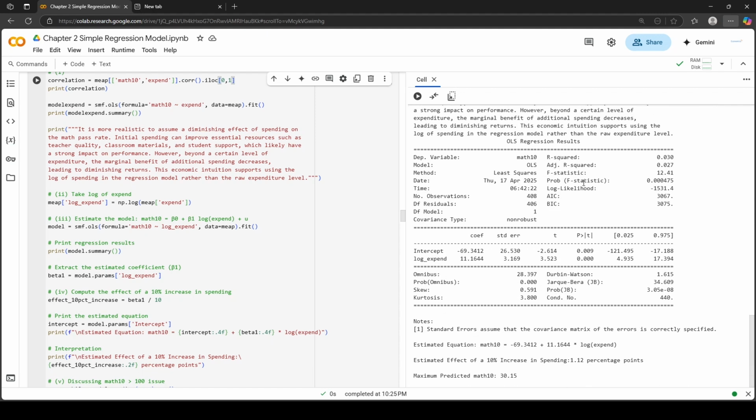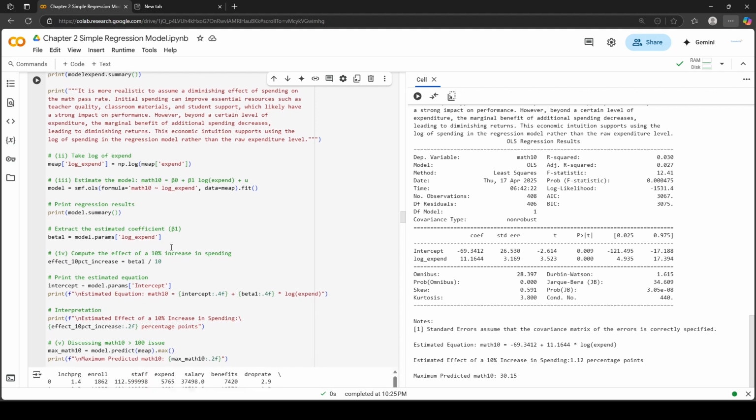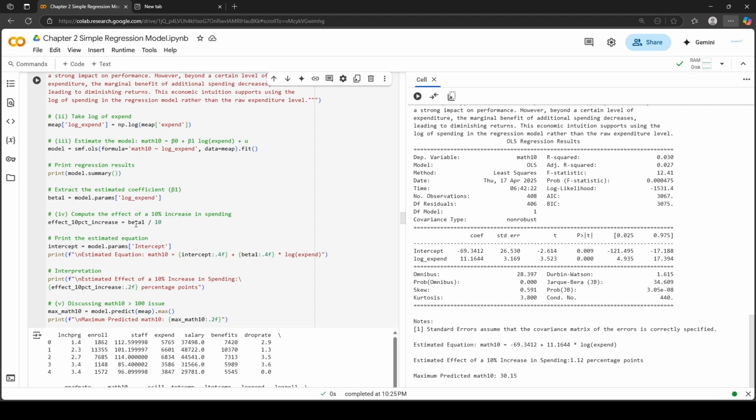So on the right hand side, you can see the summary of the regression result. The intercept in this model is minus 69.34, and the coefficient on log expend is 11.16. Extract the estimated coefficient, that is beta 1, by typing beta1 equals model.params in the square bracket log_expend. Now we have to compute the effect of a 10% increase in spending. So create a new variable, effect_10%_increase equals beta1 divided by 10, and the intercept is model.params in the square bracket intercept.